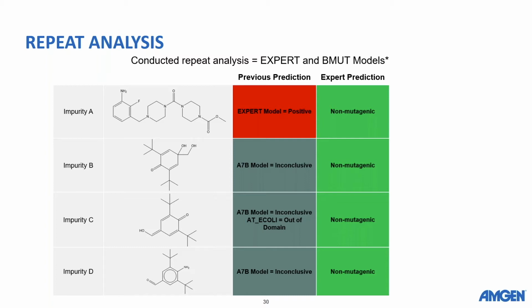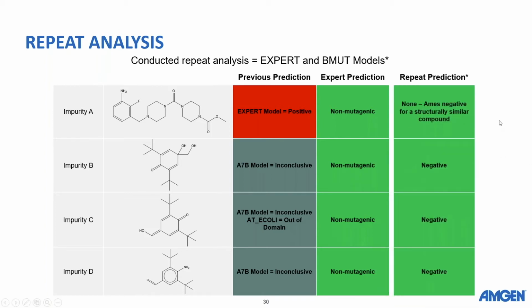So repeat analysis was conducted using the new BMUT model, and again, this was substituted for the A7B and AT E. coli, a larger data set with more compounds and a lot more references. And you can see when we conducted the repeat, impurity B, C, and D were negative for mutagenicity, confirming our initial expert review of these 3 impurities.